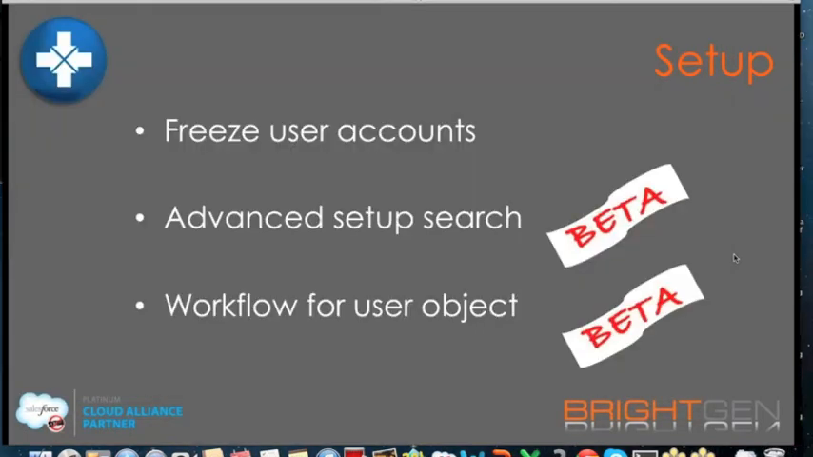Another new beta feature is that you can now create workflow rules and actions on the user object. So this would allow you, for example, to send a custom welcome email when new users are added to the system, or to use workflow field updates to deactivate temporary employees after a set number of days. The one thing you can't do on the workflow for the user object is create tasks. So you can send outbound messages, send emails, and make field updates, but no task creation.